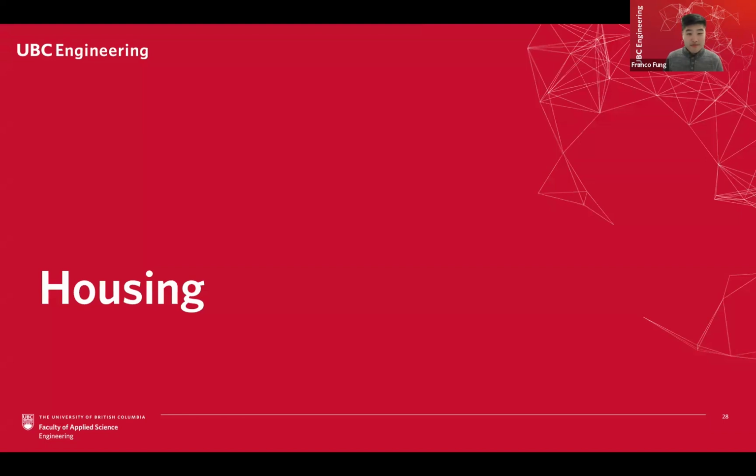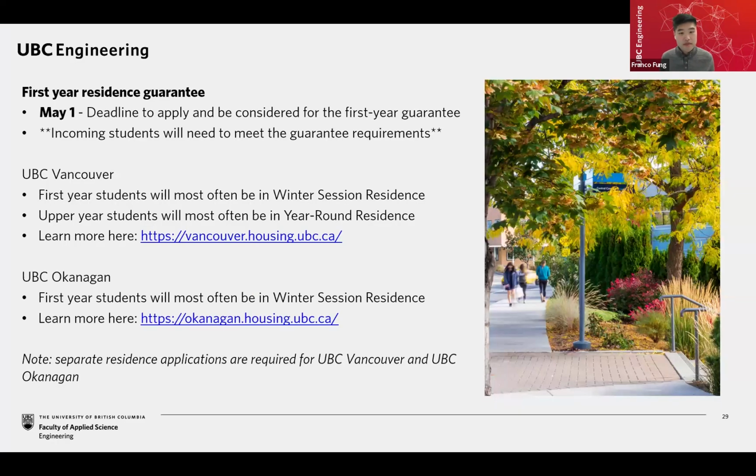So we've talked about numbers and I briefly mentioned housing. Let's briefly chat about some of the housing options available for incoming first-year students. UBC does offer a first-year residence guarantee at both campuses, so long as you apply by May 1st as an incoming first-year student from high school and that you meet the base criteria requirements. Most students, of course, will apply for the winter session residence, and this winter session will run from September through April.